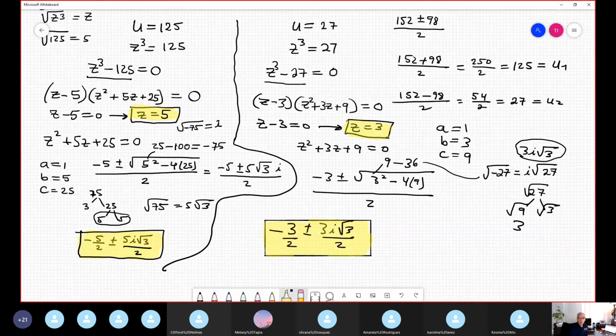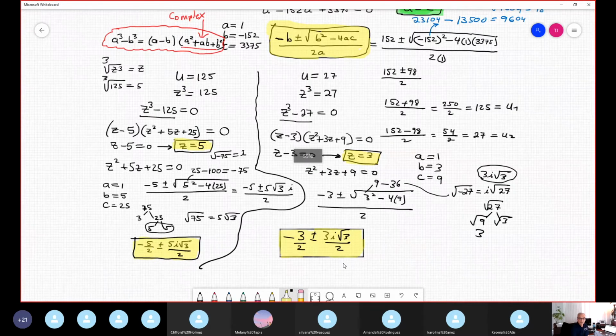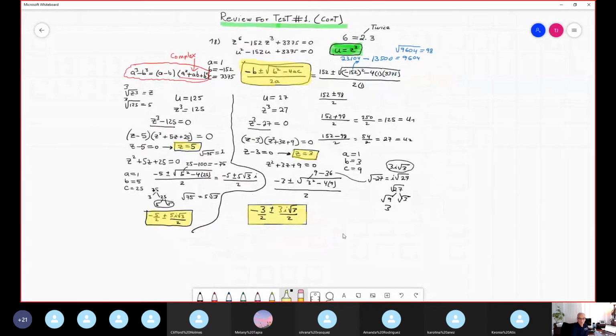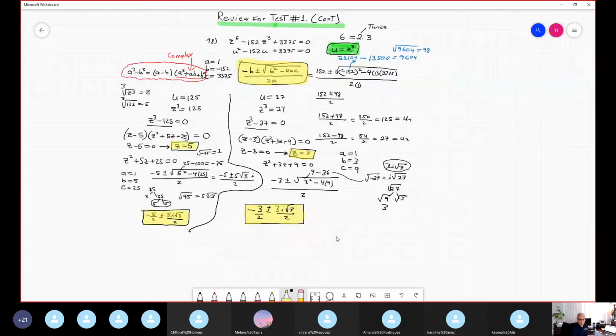Any question? What part don't you understand? It's a classic in polynomials. A polynomial of degree 6 has 6 solutions, a polynomial of degree 5 has 5 solutions. Any question?